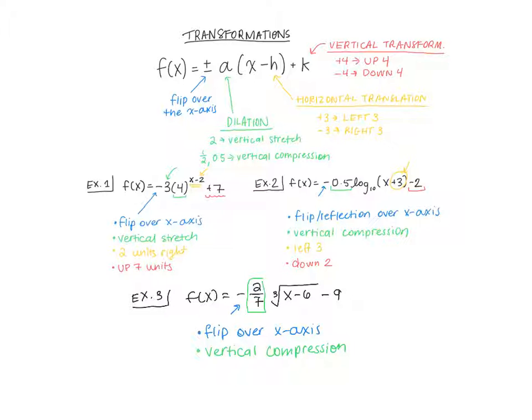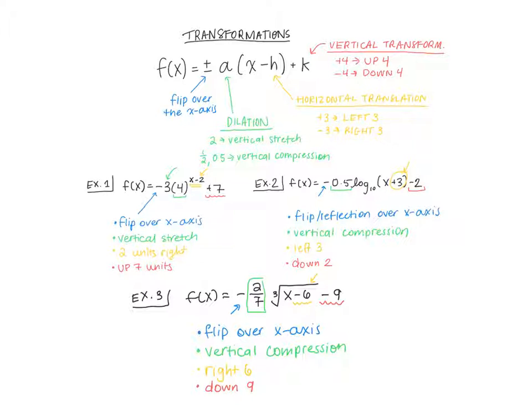I also noticed that this 6 is inside, it's underneath my radical. So since it's underneath, it's in my group, which means I have a horizontal transformation. So if it's -6, that means I move to the right 6. And finally, this -9 I see is outside my group, which means it's going to be my k. If we look back to our original equation up here, I know that -9 tells me I'm going down 9.